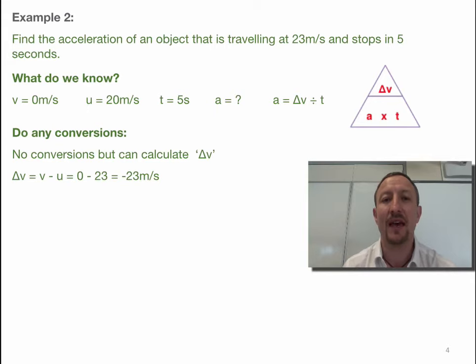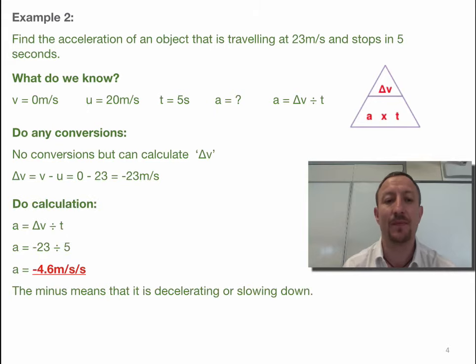So now we can do our calculation to see what the acceleration is. So A equals delta V over T. We know that delta V is minus 23, and it took 5 seconds to occur, which is minus 4.6 meters per second squared. Again, the minus just shows that it is slowing down or decelerating. It's a vector, so as a result, we've got this idea of direction again. Okay, so that means that the speed is slowing down by 4.6 meters per second every second.